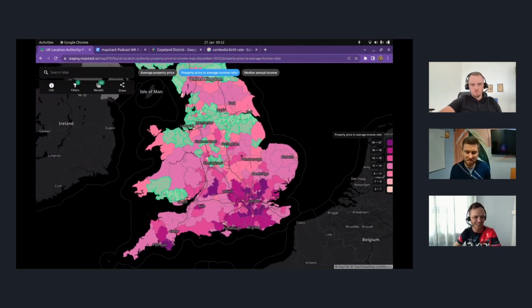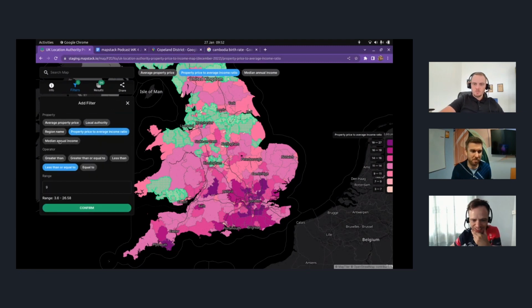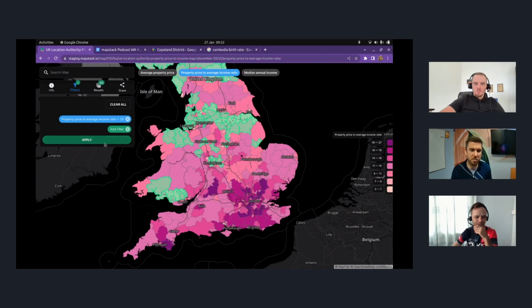Okay, so let's flip this map around. We've looked at the places that are most affordable in the UK, income ratio wise. Let's flip it around the other way. Let's have a quick look at this, because we know there are some big ones there. Let's say property price is greater than, let's just say, 20. Where are the places where the average person would have to save every penny for 20 years?